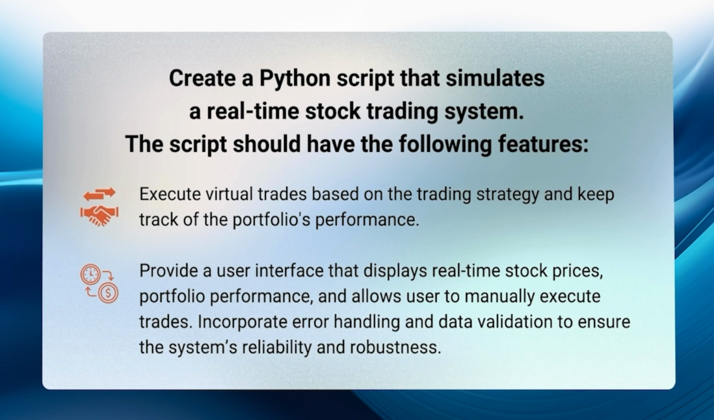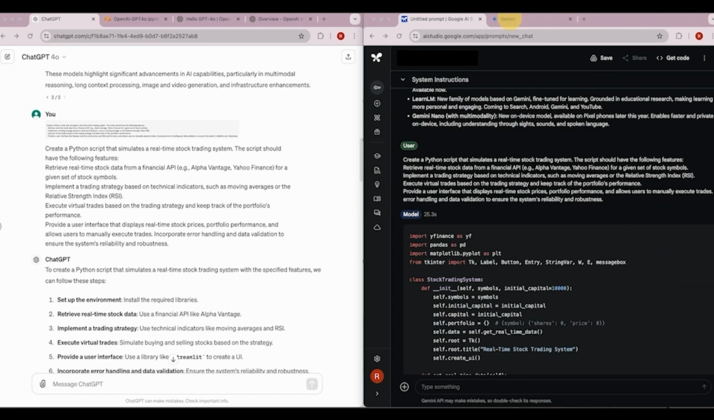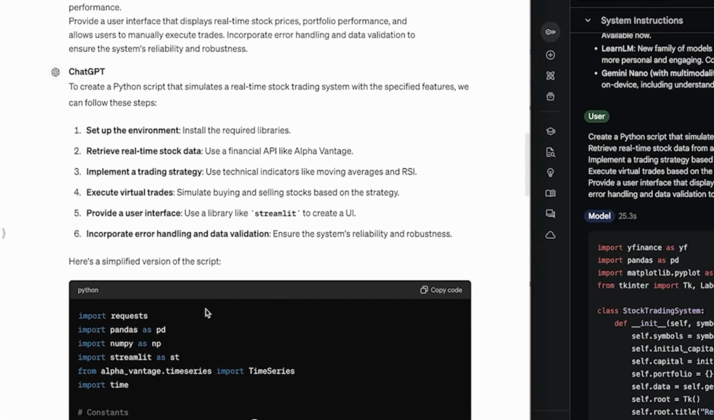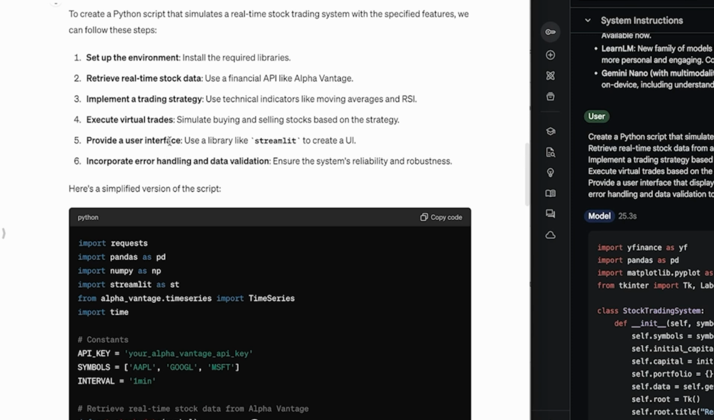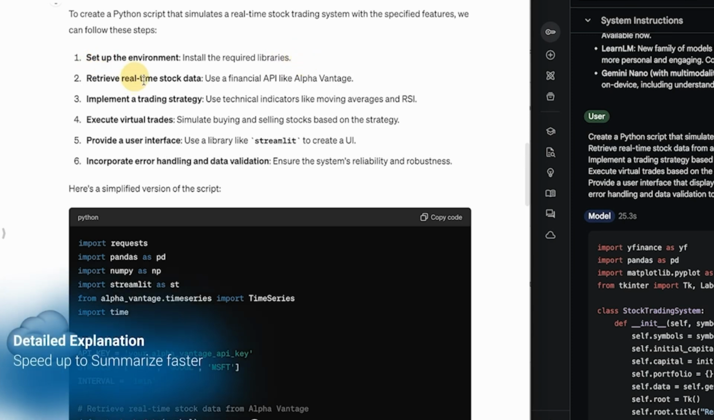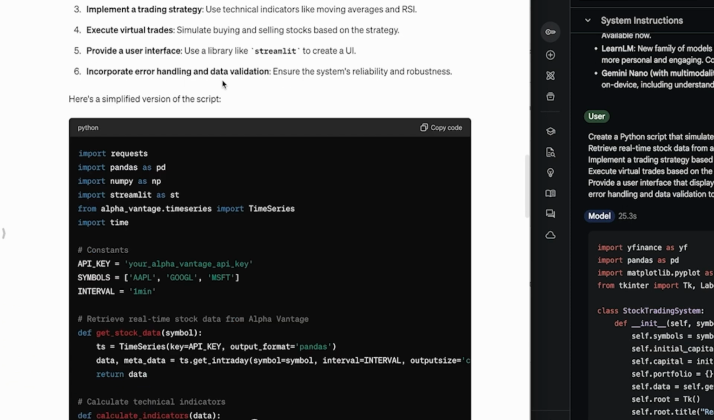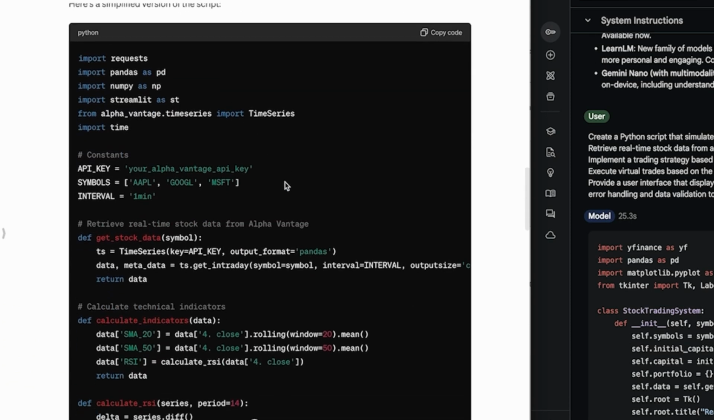So that's the problem statement, and we have asked both the models. As we can see on the GPT side, it gave a plan, essentially. You can see: set up the environment, retrieve real-time data, implement trading strategies, execute virtual trades, provide a user interface, incorporate error handling and data validations. Okay, so let's see the code.